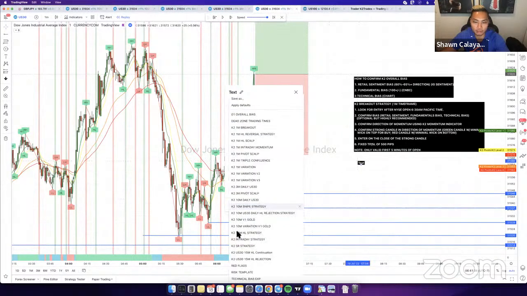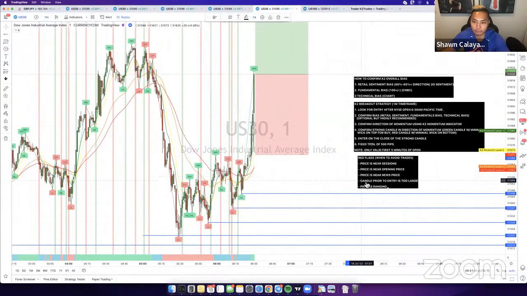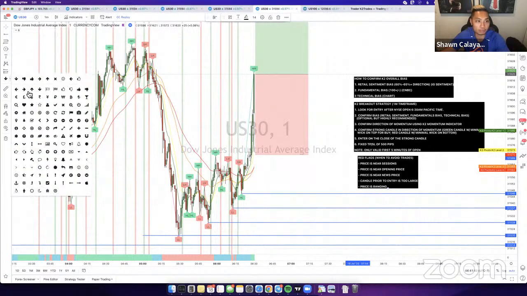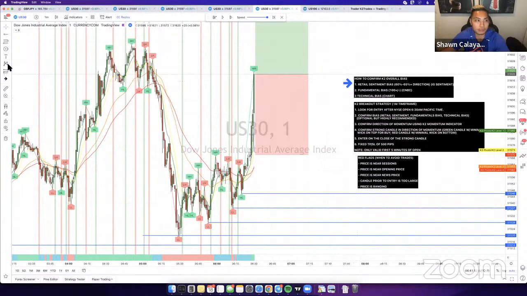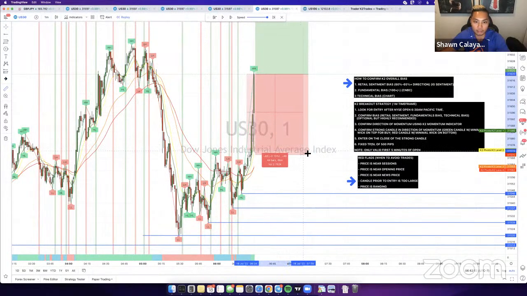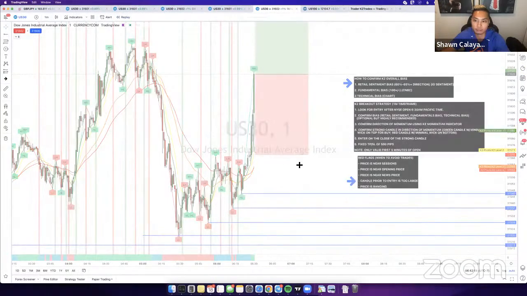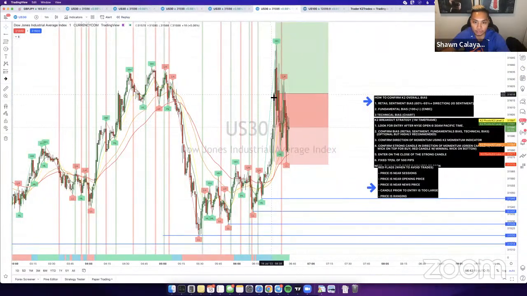Another reason why I wouldn't have taken it was because this candle's too big, right? Candle's too large. So a couple of red flags here with regard to this entry, why I wouldn't think it'd be a quality entry. No retail sentiment, and the candle prior to entry is too large. This one right here, this candle is pretty huge. It is 480 pips. So if you look over here, price pretty much retraced the entire candle, and then now it's pushing back up.